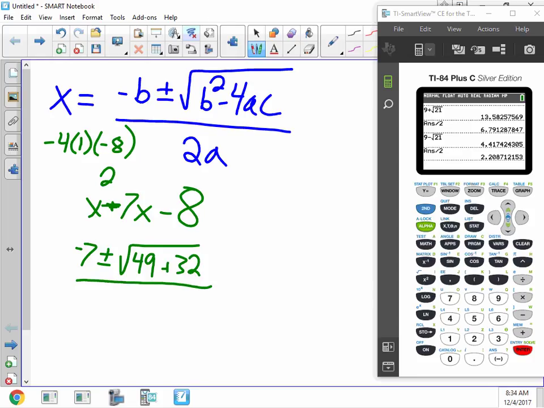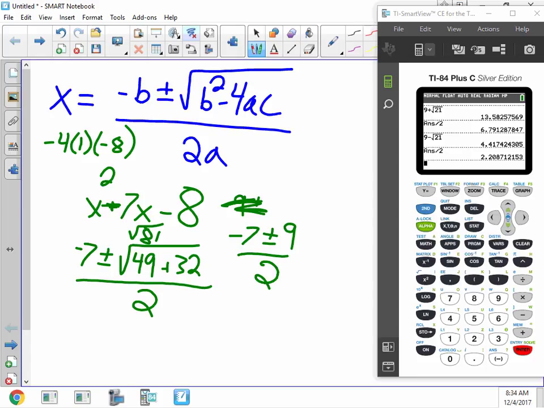All over 2 times 1 is 2. Okay. 49 plus 32 is 81. What is the square root of 81? 9. Negative 7 plus or minus, oh wow. Negative 7 plus or minus 9 over 2.